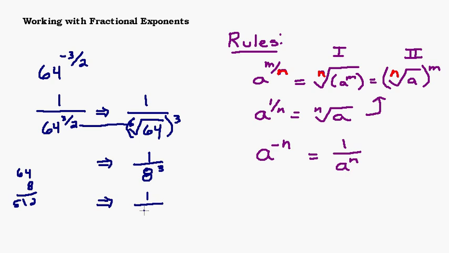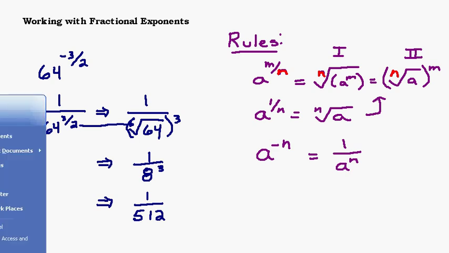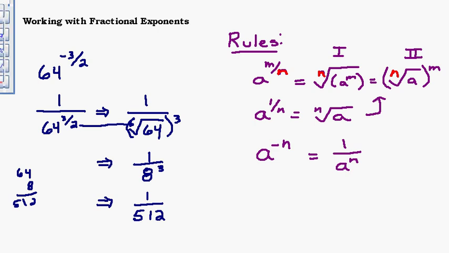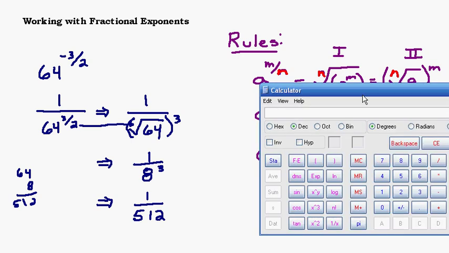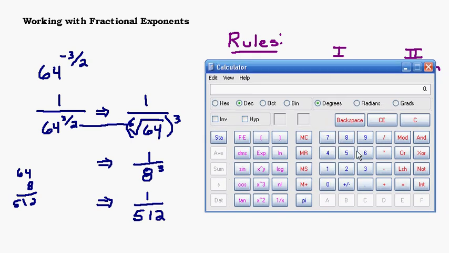So we have 1 over 512, and that's the answer. Now you can use your calculator to verify your answer. Let's see if I can pull up a calculator here. Let's see, we're probably going to have to go to the fancier version. So if we take 64 to the quantity, well, we could type in negative 3 over 2, which is negative 1.5, right? So we could take it to the negative 1.5 power.